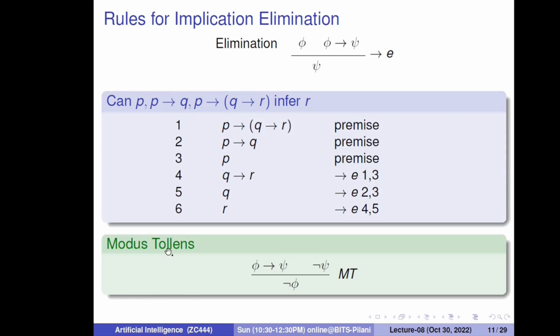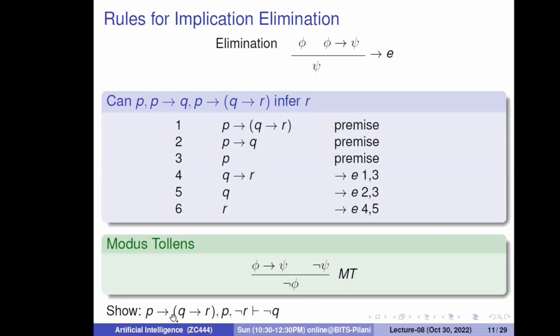There is a very interesting idea: if phi implies psi and not psi is there, then definitely not phi is there. If the negation of this particular item is there, then the negation of that item is there. That's why it's possible. If the negation of the consequent has happened, it means that the negation of the antecedent has happened. This statement is called modus tollens.